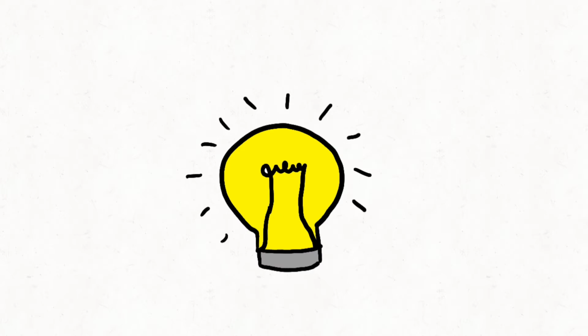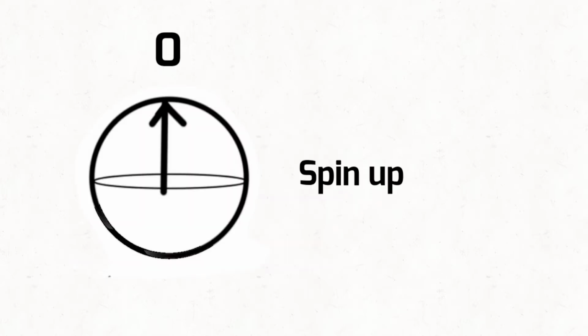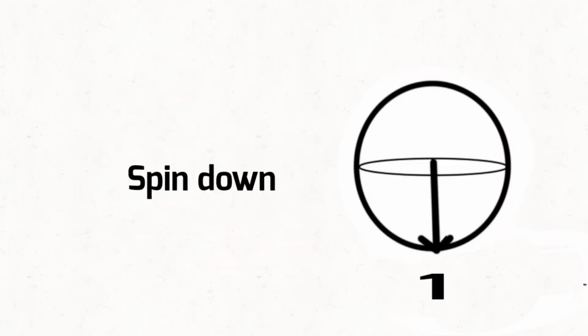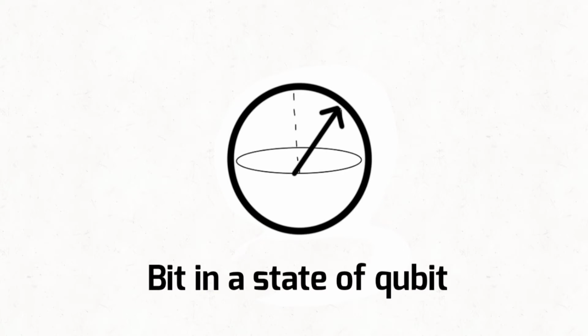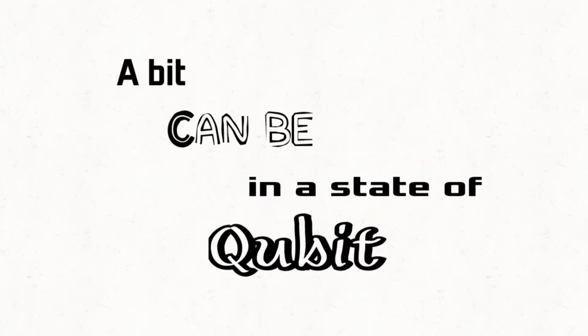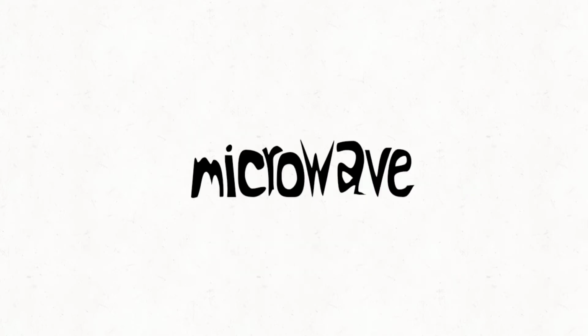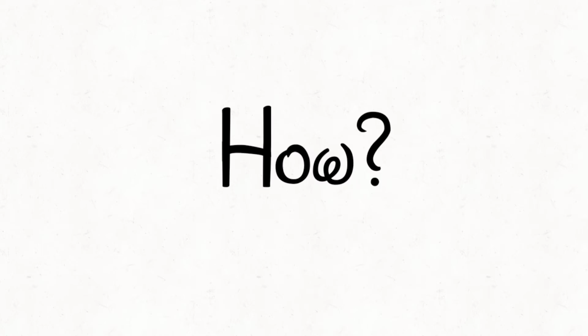Think that this sphere here shows a spin up or 0. Now, think that this sphere shows a spin down or 1. Then, what do you think about this third sphere? This sphere shows a bit in the state of qubit. As I just mentioned, a bit can be in a state of qubit, and what it needs is the help of a microwave. And how does it work?